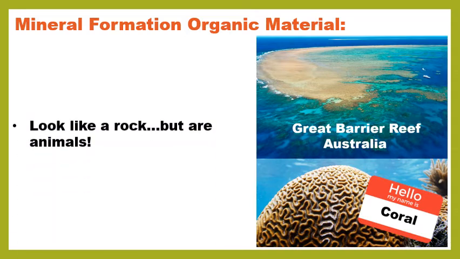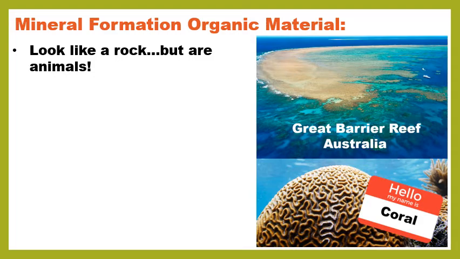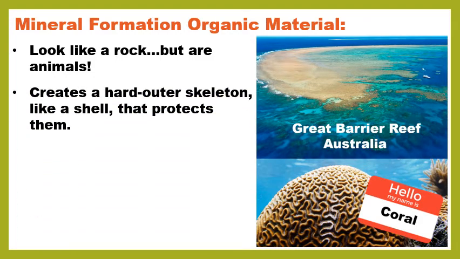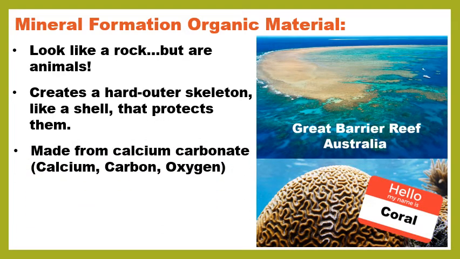So coral looks like a rock. But they're actually animals. And what these little tiny microscopic animals do is they create a hard outer skeleton, almost like a shell, that's going to protect them from anything dangerous in the ocean. And that shell, that exoskeleton, is going to be made from calcium carbonate. And to put that really simply, calcium carbonate is made from the elements calcium, carbon, and oxygen. Lots of animals in the ocean will make their shells out of the same materials.